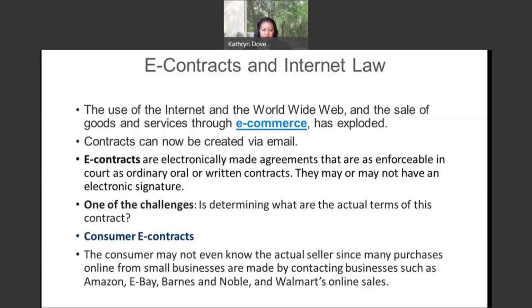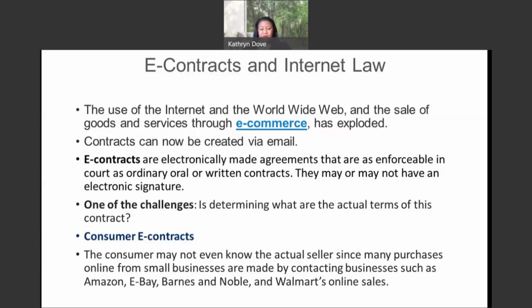Let's talk about e-contracts for consumers. Again, the consumer may not actually even know the seller, since many purchases online from small businesses are made by contracting businesses, such as on Amazon. For example, I used to be a seller on Amazon maybe 10 years ago. I had a store called Kathy's Corner. I would buy items for a very low price and I would resell them on Amazon at retail. And I made quite a bit of money doing that. It was really just a hobby.